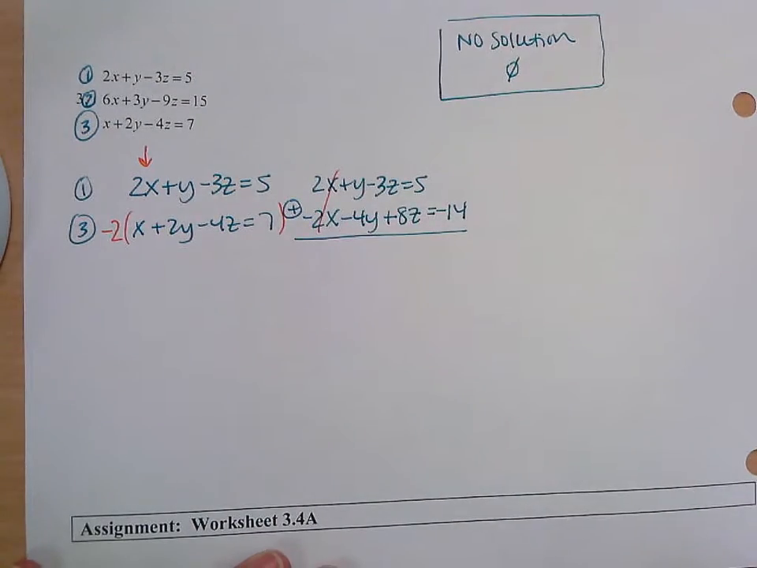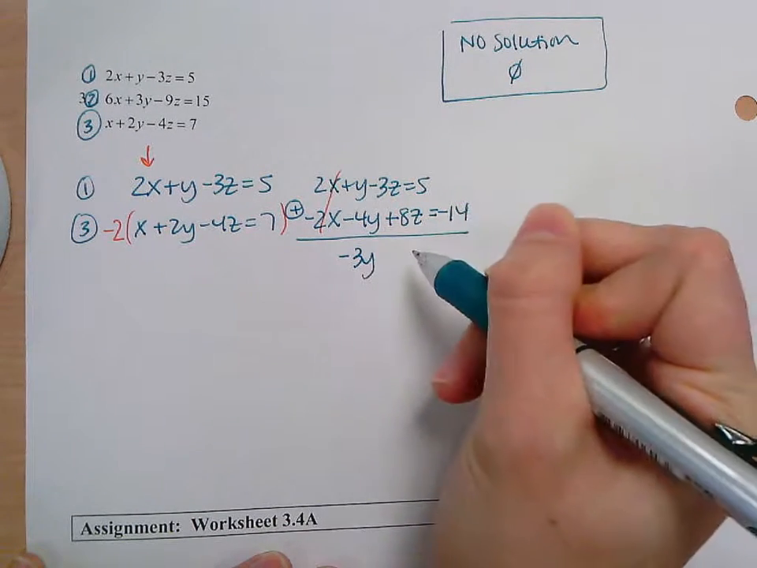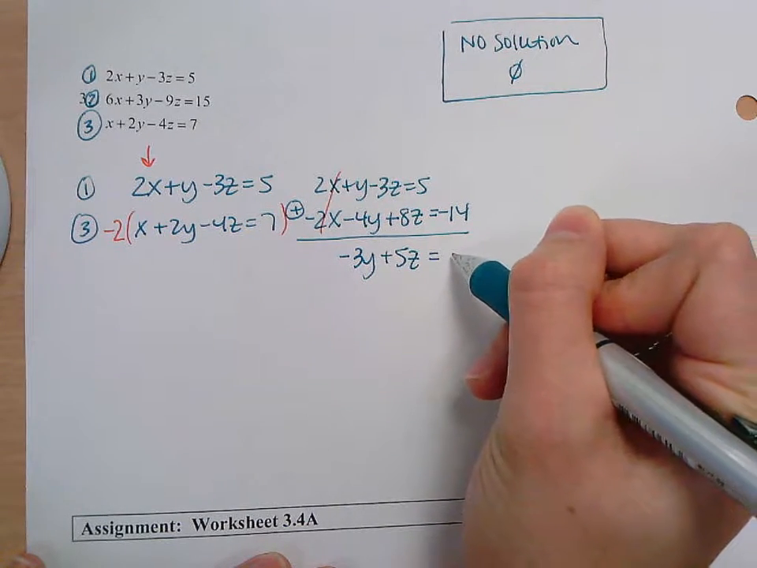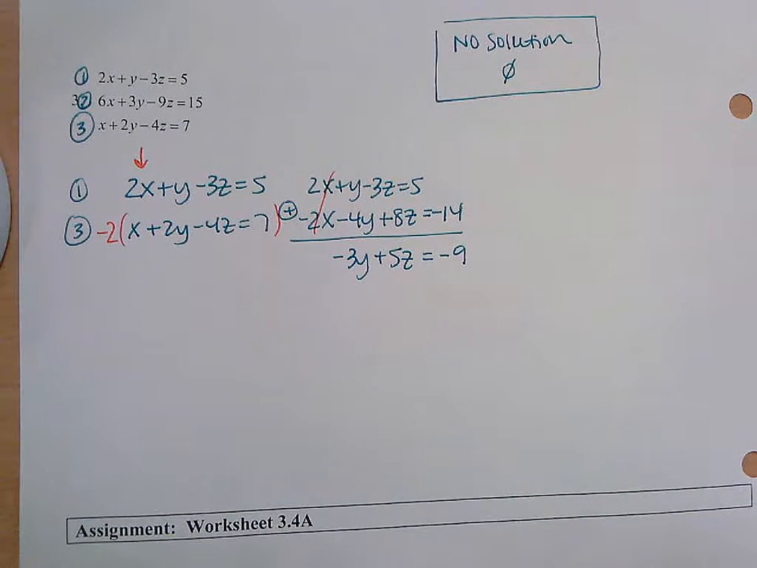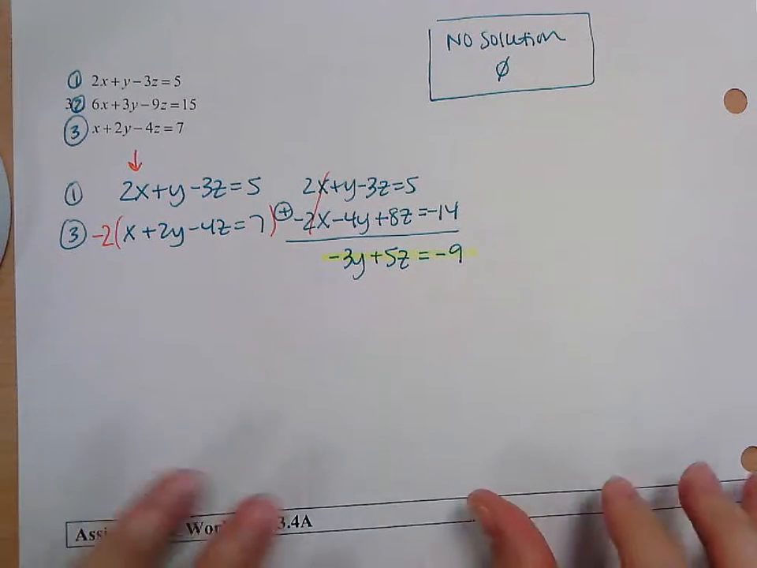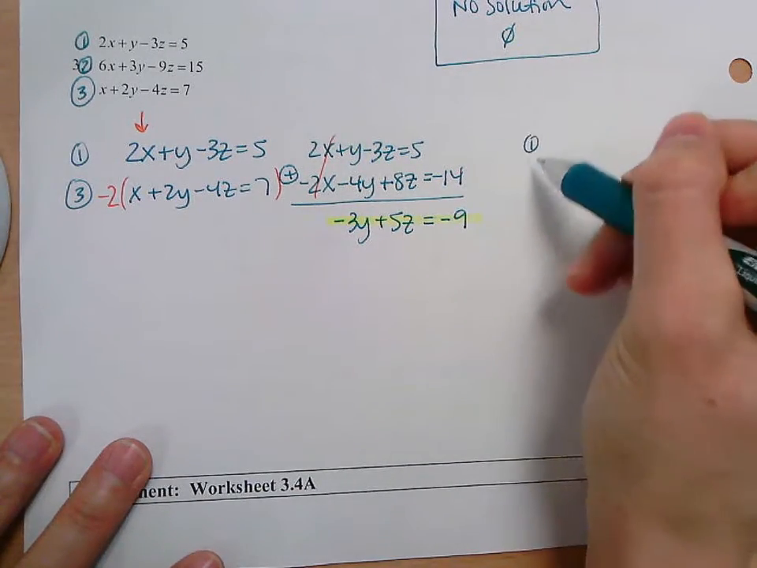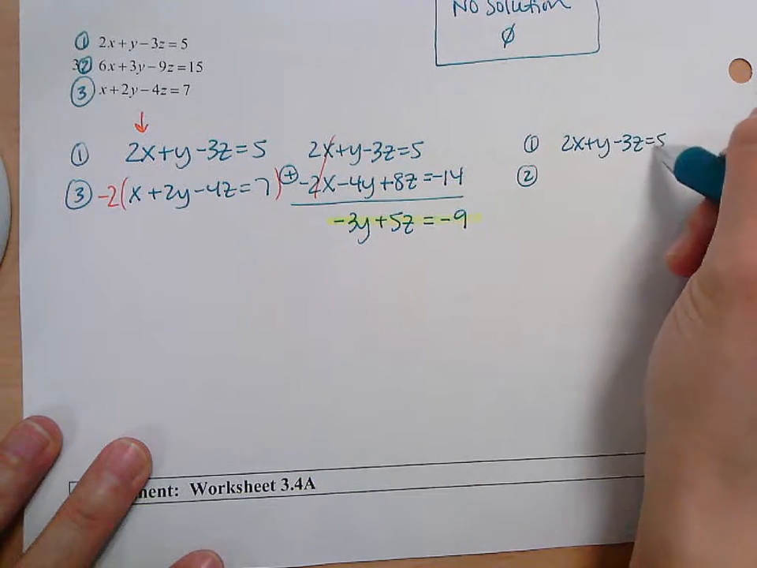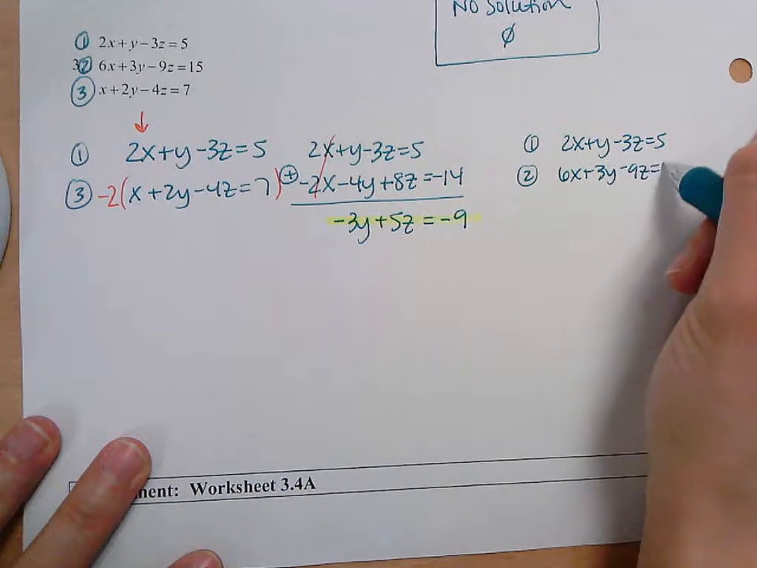Okay, so x eliminates, nothing else does. So I get -3y plus 5z equals -9. Now equations 1 and 2, so I have to keep going. So 2x plus y minus 3z equals 5, and 6x plus 3y minus 9z equals 15.